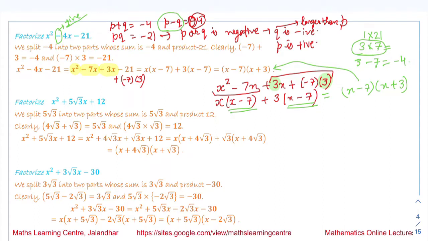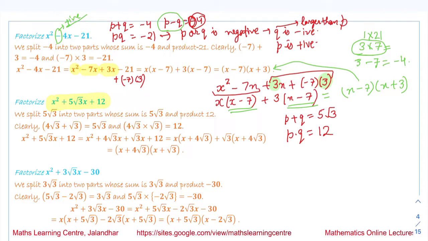Similarly, the next question is x square plus 5 root 3x plus 12. Now what we come to know from this is how we want to divide this. We want to divide so that 5 root 3 should be the sum. We are saying p plus q should be 5 root 3 and p into q should be 12.